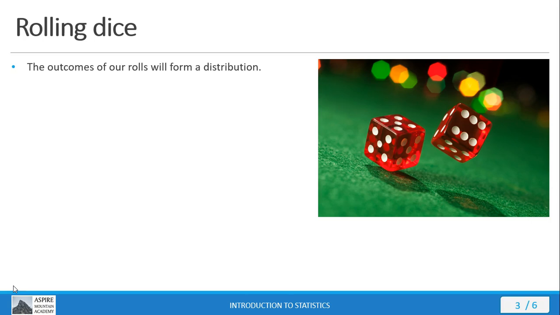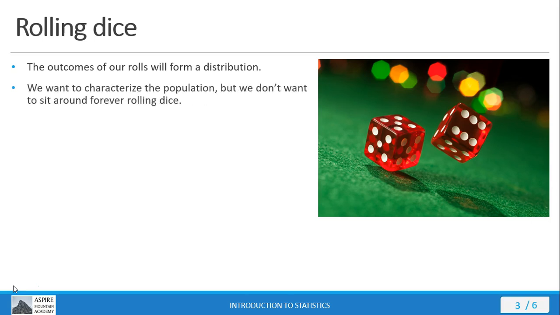To help us illustrate the concept of sampling distributions, we're going to look at outcomes from rolling dice. The outcomes from our rolls of dice are going to form a distribution, and we're going to characterize the population of the dice rolls.